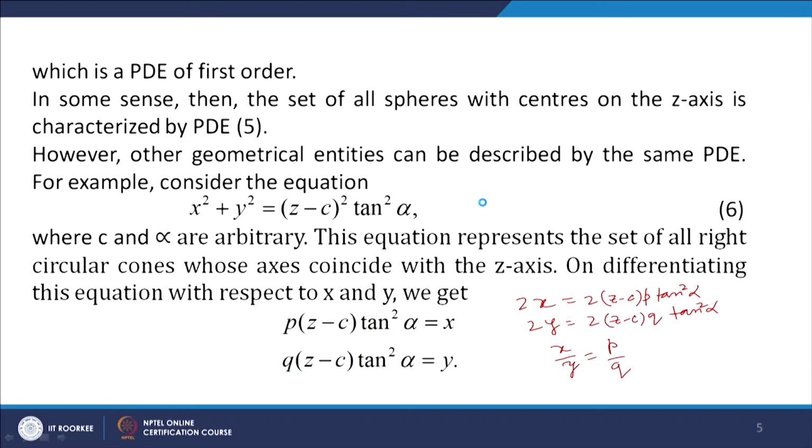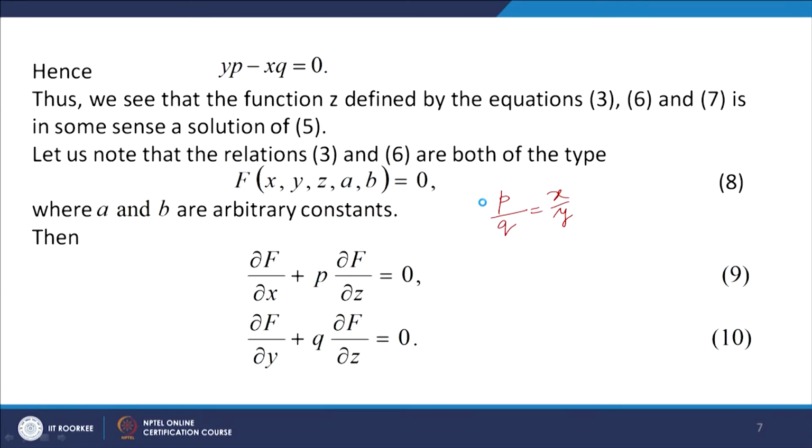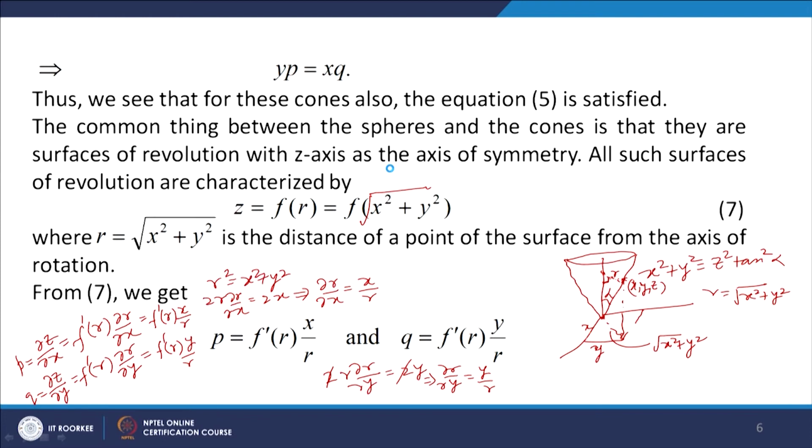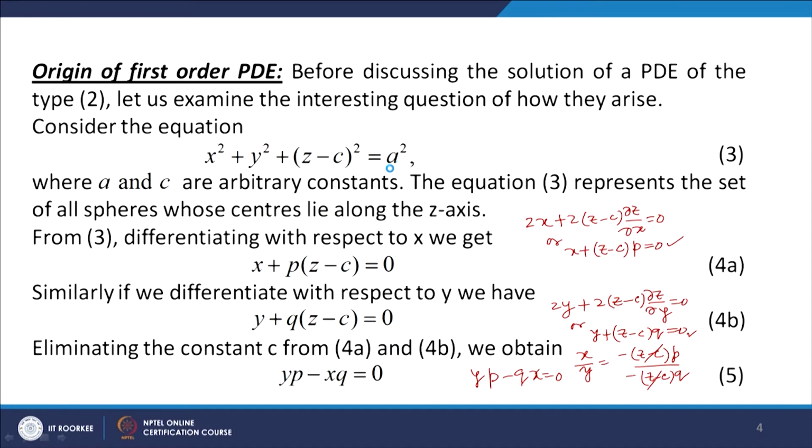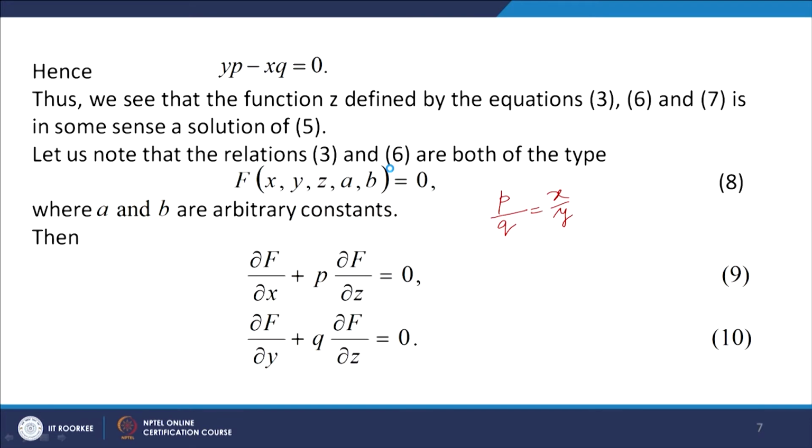Now let us note that in the relations 3 and 6, here in relation 6 we have two arbitrary constants alpha and c, and in relation 3 two arbitrary constants a and c. So, they are both of this type, f(x, y, z, a, b) equal to 0, where a and b are two arbitrary constants. Now, let us see, when we differentiate such a relation in x, y, z containing two arbitrary constants, taking them as a and b, what partial differential equation we get after we eliminate a and b.